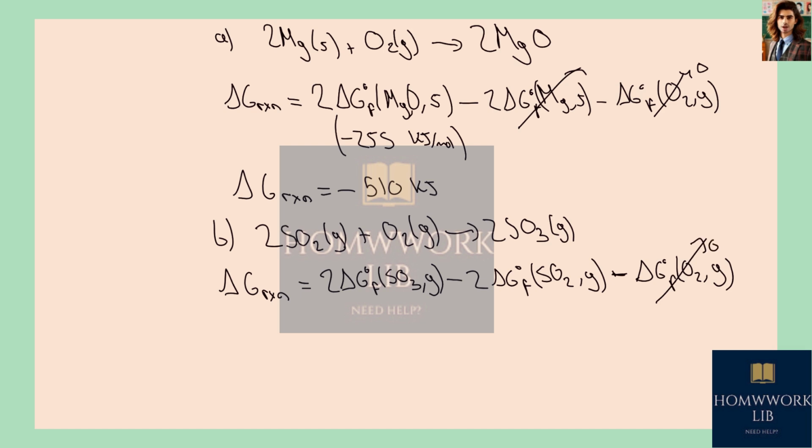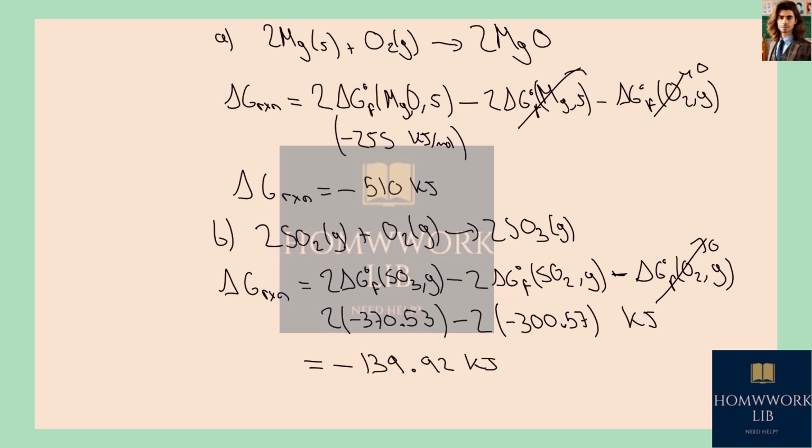This one is going to be equal to 0, and the other two values are found in the table: for SO3, minus 370.53, and for SO2 the value is going to be minus 300.57, and all of this in kilojoules at the very end. So our result becomes minus 139.92 kilojoules.